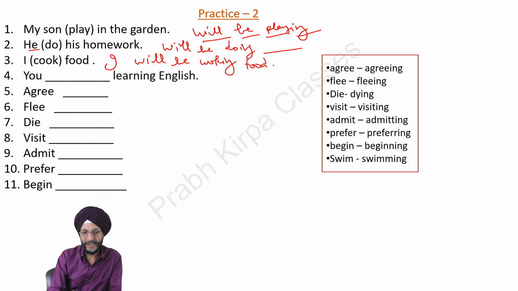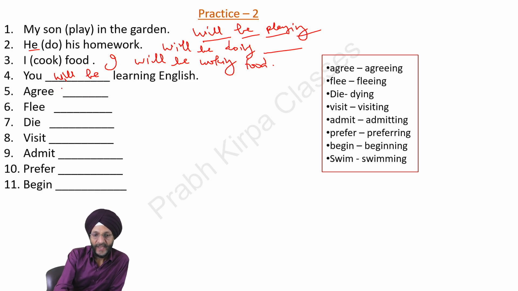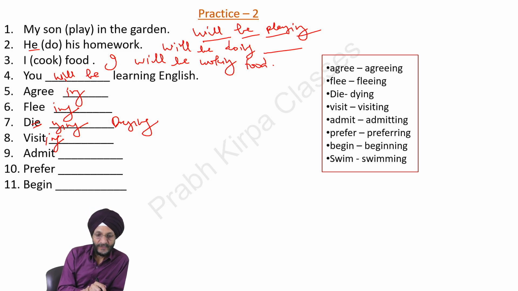You dash learning English. You will be learning English. Here, there are certain verbs where we are to add ing. Agree becomes agreeing. Only ing has been added. Flee becomes fleeing. Die becomes dying, where ie is removed and y added. Visit becomes visiting. We have not doubled the last letter. Admit becomes admitting. Here T is doubled. Prefer becomes preferring. R has been doubled. Begin becomes beginning.